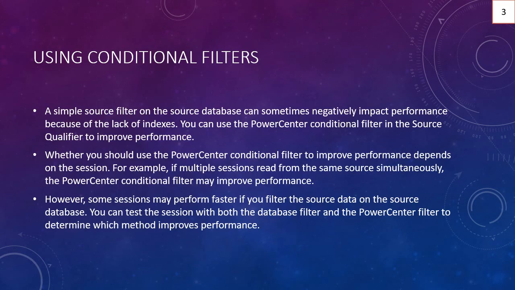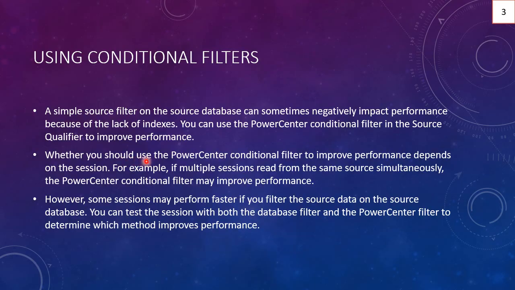So the next point is using a conditional filter, right? What filter are we going to use and apply here? In that conditional filter, the point says that a simple source filter on the source database can sometimes have a negative impact on performance because of the lack of indexes. You can use the PowerCenter conditional filter in the source qualifier to improve the performance.